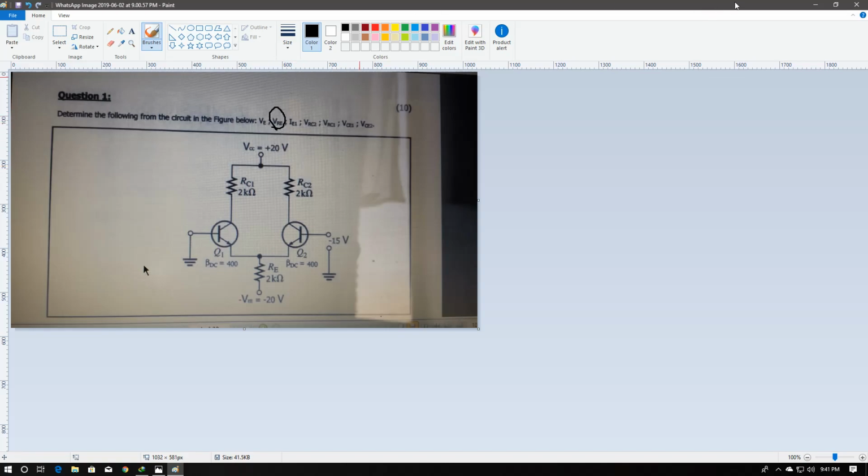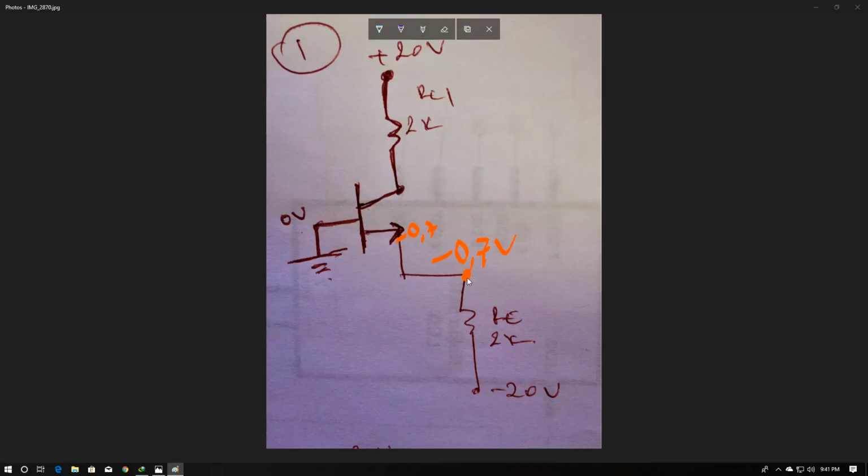So VRE is this voltage across RE, and you guys know that the voltage across a resistor is the voltage on one side minus the voltage on the other side, so it's going to be minus 0.7 plus 20. Why 20? Because minus 20 is this one over here. Okay, do you see that? So the voltage across the resistor is going to be the voltage over here minus the voltage over there. So now that we've got this voltage, which is going to be what?